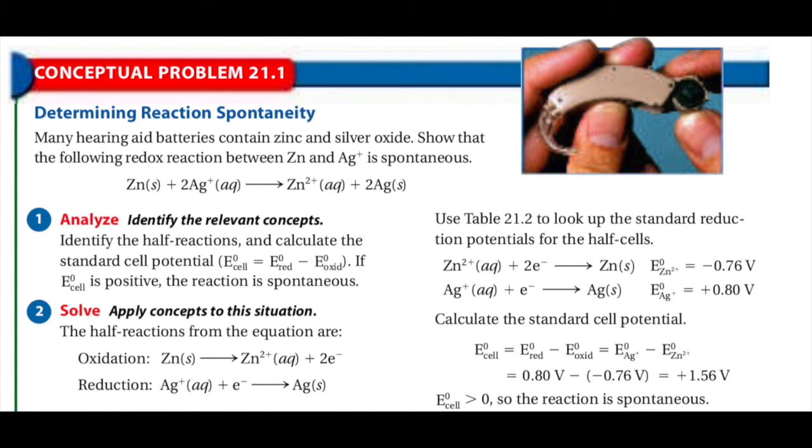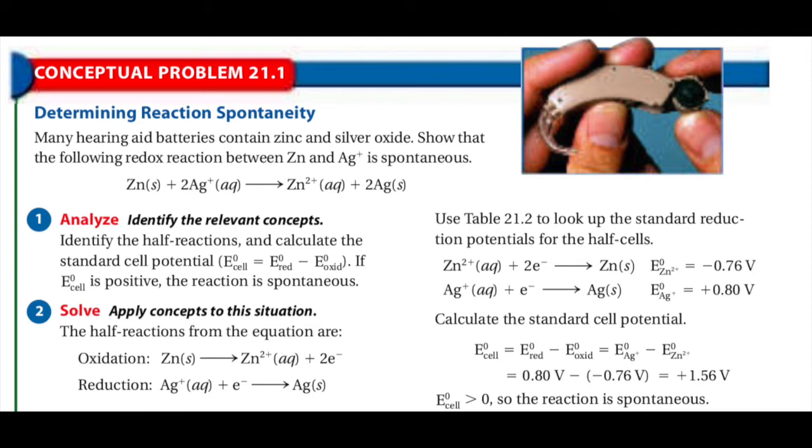Okay. So it says number 1, identify the relevant concepts. You want to identify the half reactions and calculate the standard cell potential. E0 cell equals E0 red minus E0 oxy. If E0 cell is positive, the reaction is spontaneous. If it's negative, then it is not spontaneous. Now you want to find the oxidation reaction and the reduction reaction.